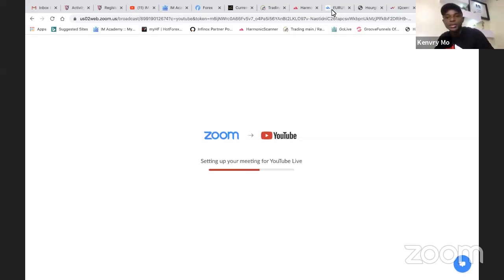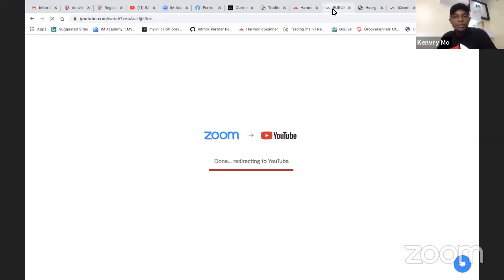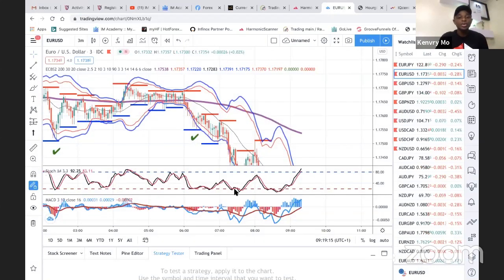So when it comes to trading, one of the most important tools in trading is TradingView. All right. One of the most important tools in trading is TradingView.